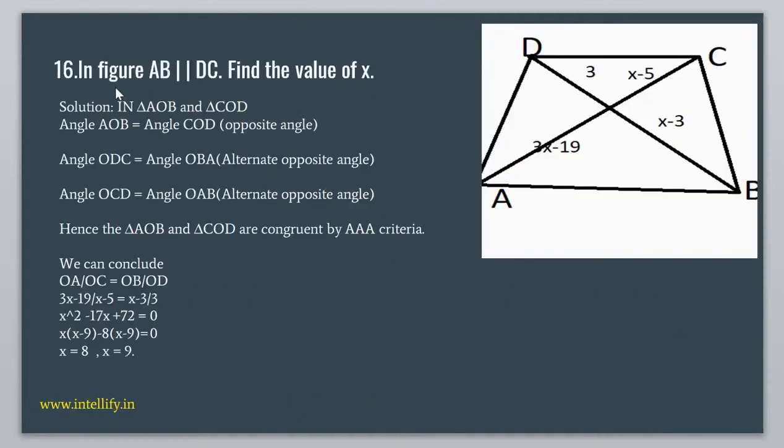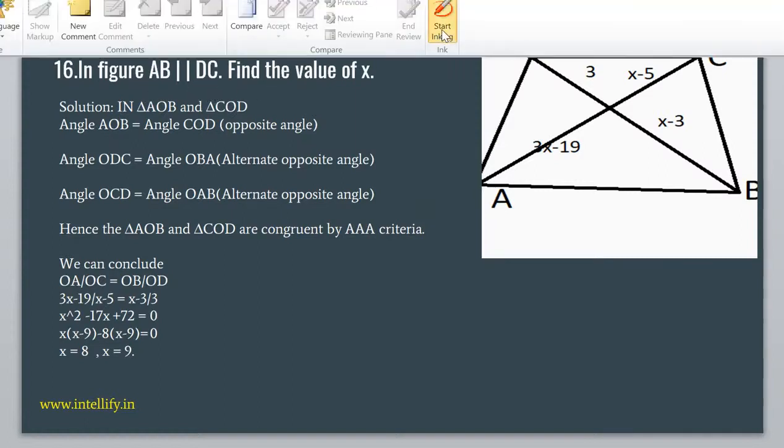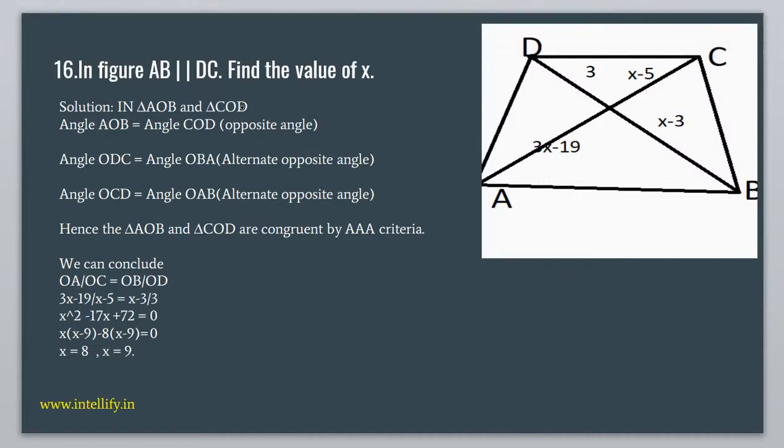This is question number 16. We have in the figure AB is parallel to DC and we have to find the value of x. So first we'll take a look at triangle AOB. Mark the point O, here it is. We have triangle AOB here and COD here.